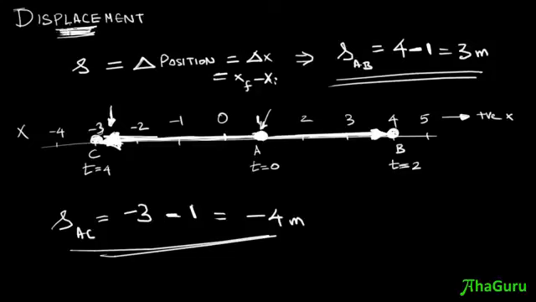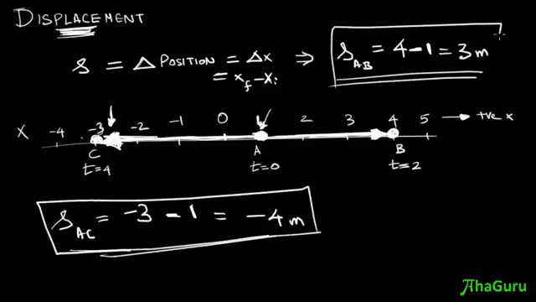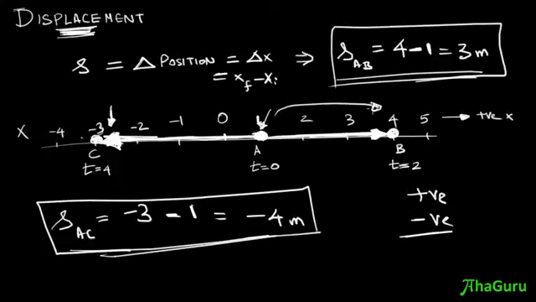Displacement only talks about a change in place or position. It doesn't care how you actually made the transition. Did you jump like this? Did you go forward and then go back? Doesn't matter. And note that this displacement is negative and this displacement is positive. So displacement can be both positive or negative. A positive displacement means you moved in the positive x direction. And if you had a negative displacement, like in this case, you moved in the negative x direction.